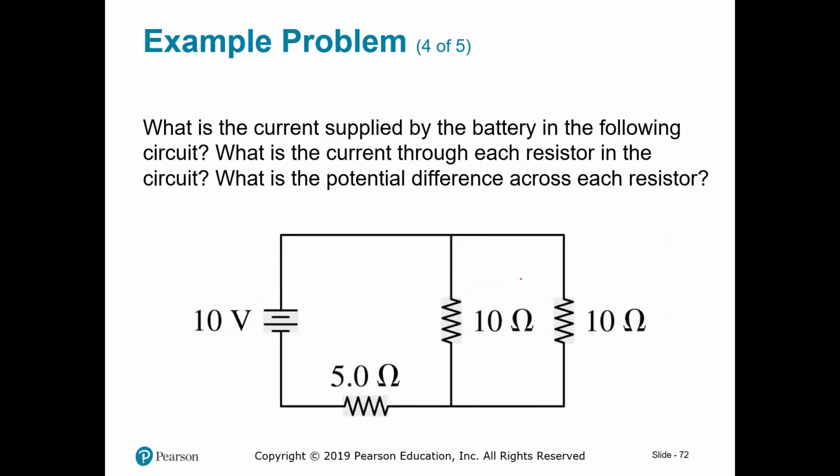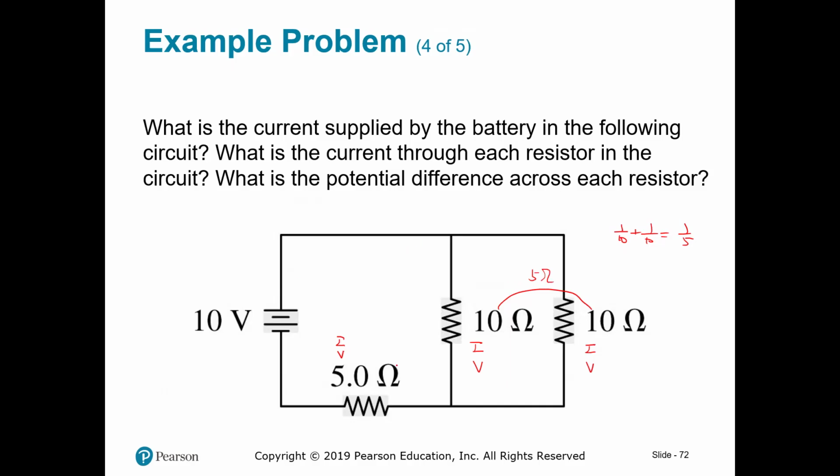So the first thing is you have to find what is REQ, and then later you will find the I and V here, I and V here, I and V here. But you have to simplify these two first. 1 over 10 plus 1 over 10 is 1 over 5. So this combination is 5 ohm.